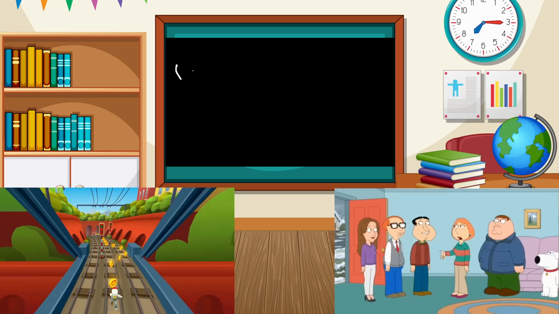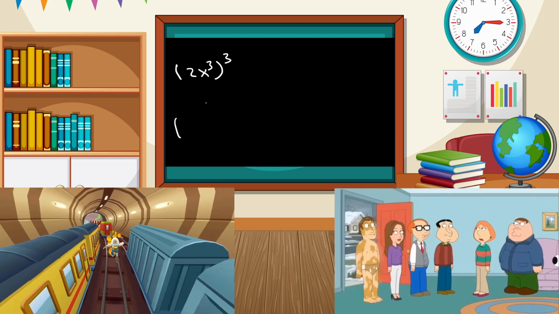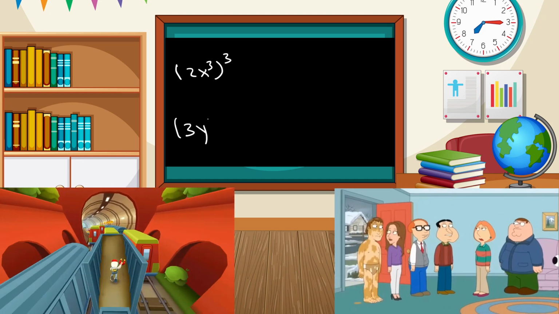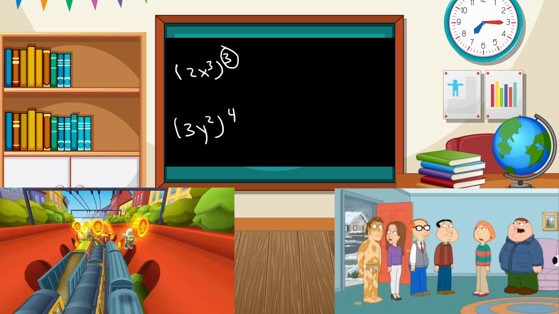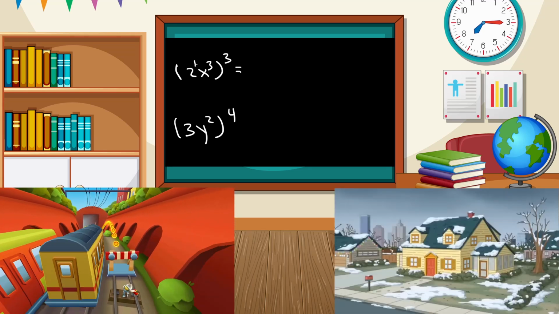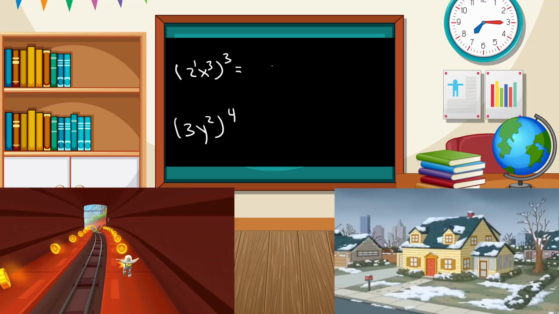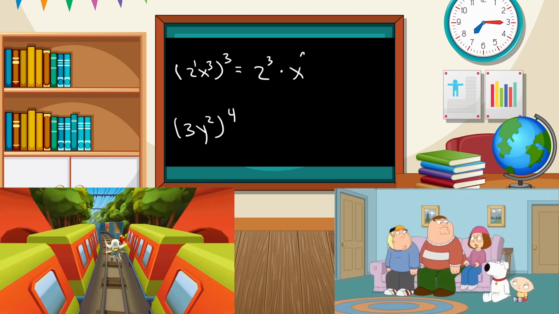Now sometimes, you might have a number in addition to a variable inside the parentheses. So in this case, what do you do in a situation like this? Well, you still need to multiply the exponents on the inside with the one on the outside. Now, the 2 may appear as if it doesn't have an exponent, but it does. It's a 1. And so what you need to do is multiply 1 times 3, which is 3. So you have 2 to the 3rd power. And then 3 times 3 is 9. So now you have x to the 9th power.